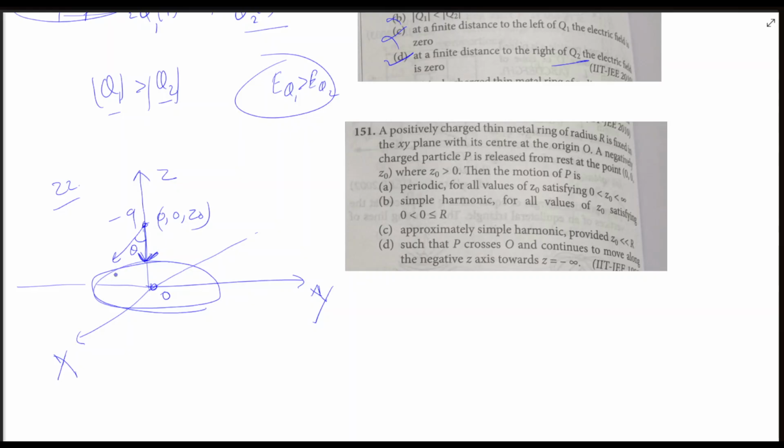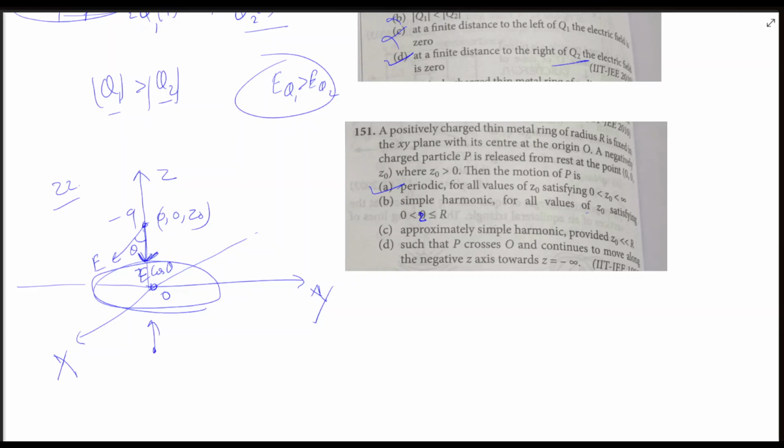Thus, this is cos theta, right? Remember, we have to take the component in this direction, so it will come out to be E cos theta. Okay, perfect. So let's see, the electric field will be here, and if this is here, then the force will come out to be, so there will be a periodic motion. So A is correct.